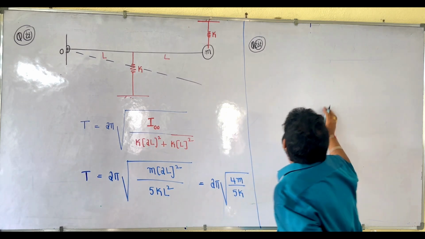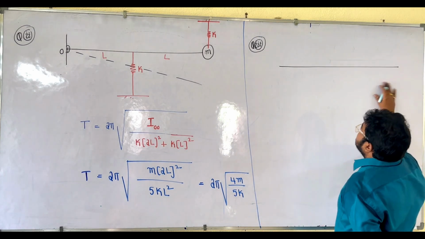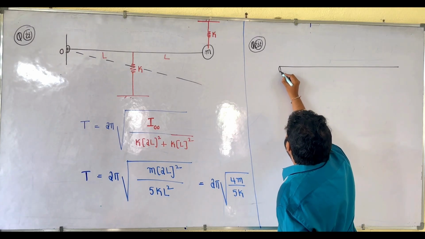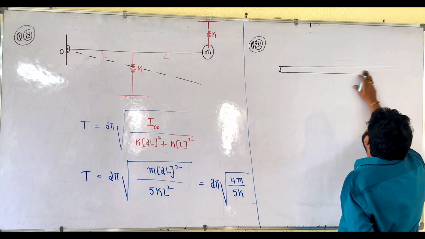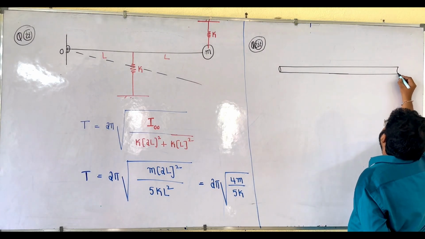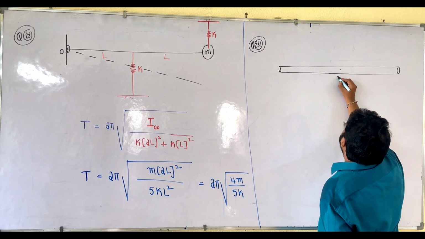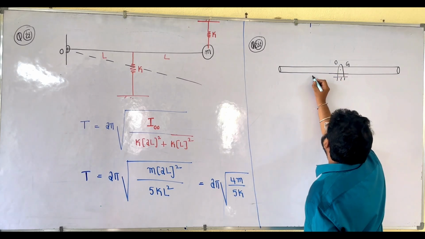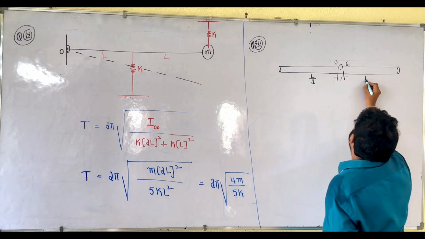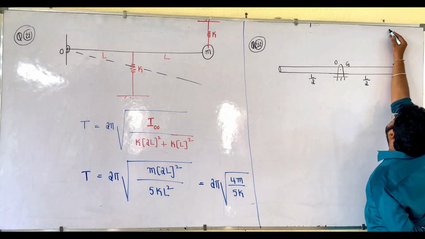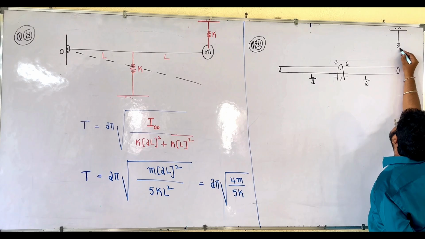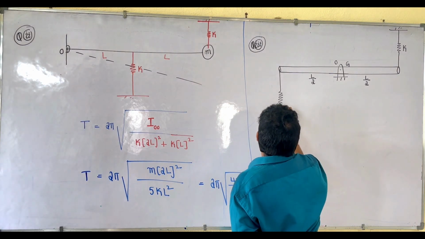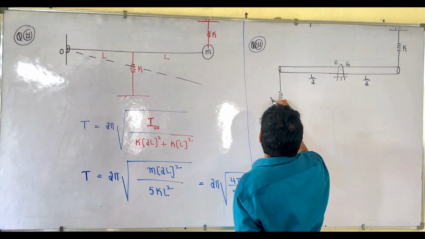Question number 3. This is the rod. Now replace the mass with a rod. Here O coincides with G, the center of gravity, with L by 2 and L by 2 on either side. One spring is here, this is K. Another spring is here, this is 2K.